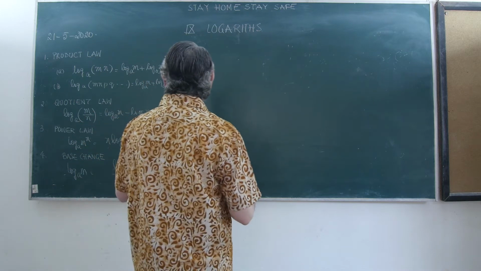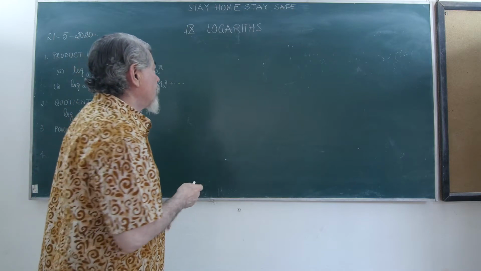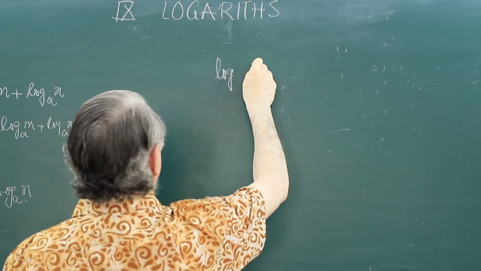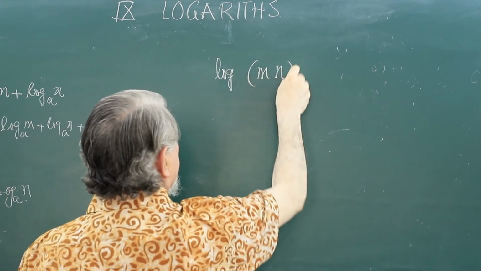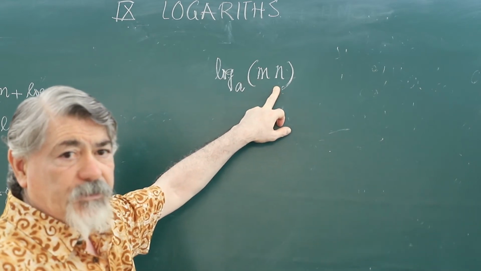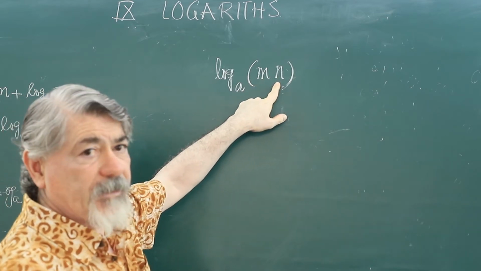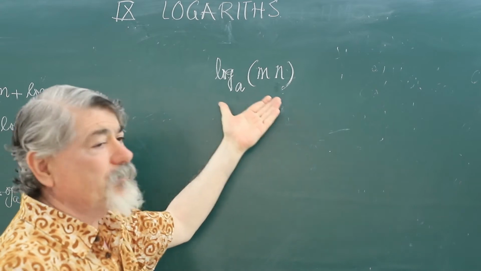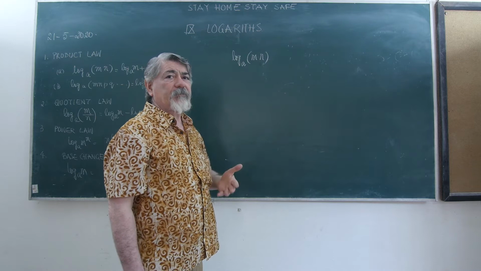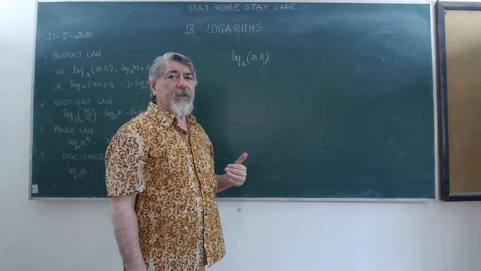For example, the first one is called the product law. What is the product law? Like I've written on the left, you can see log m into n to the base a. This is the multiplication of two terms, m and n, to base a. Now this multiplication is looking very simple, but if the numbers are very big or really very, very small, it becomes difficult.